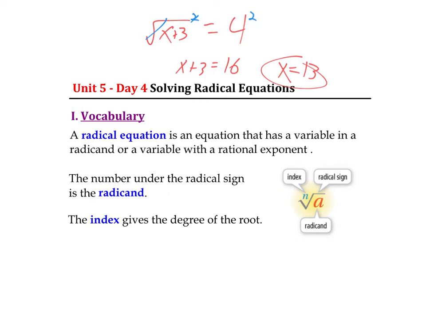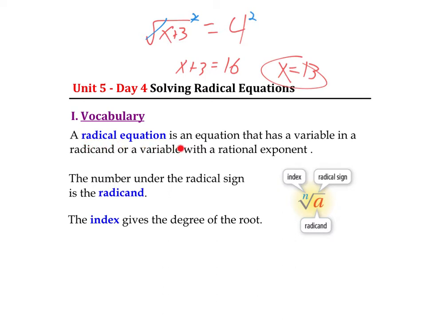What's going to be different this time around is the fact that we might not be dealing with a square root. We might be dealing with a third root or a fourth root or a fifth root. And that's slightly, but not much, going to change the strategy here. So let's get some definitions done.